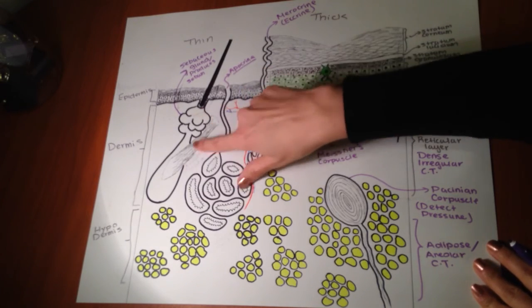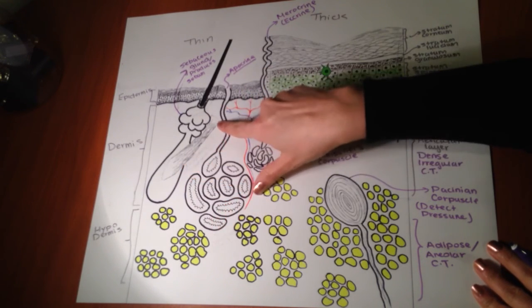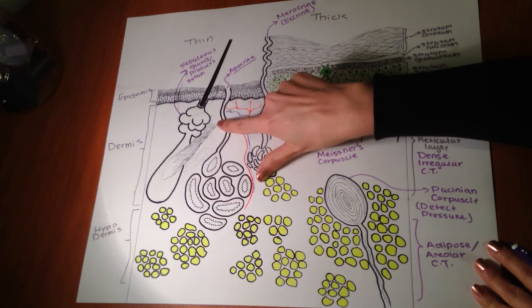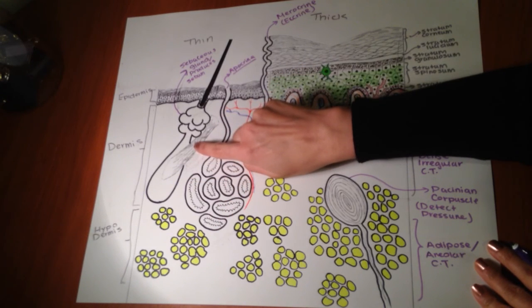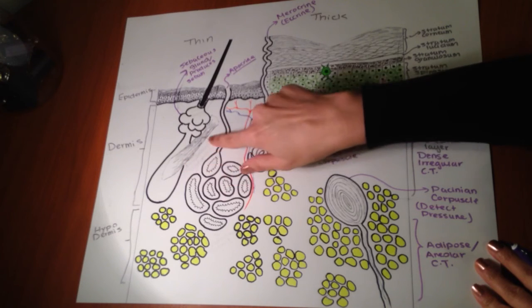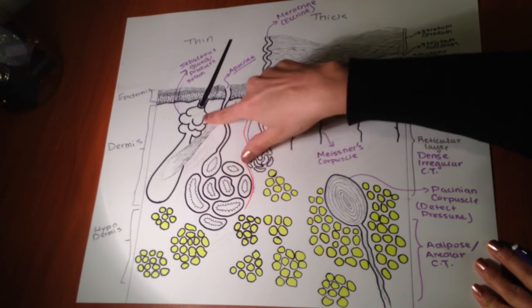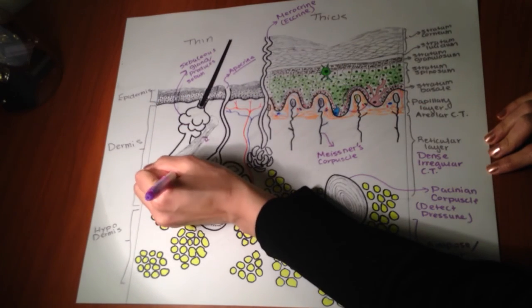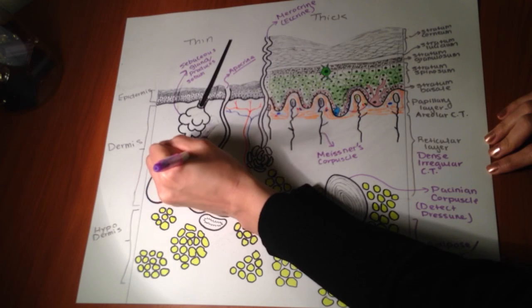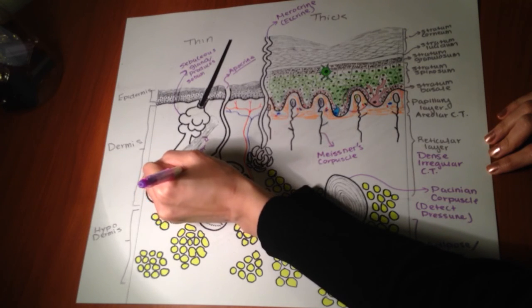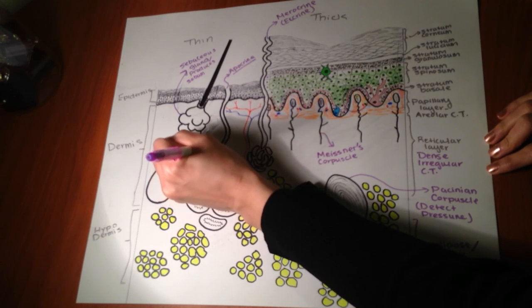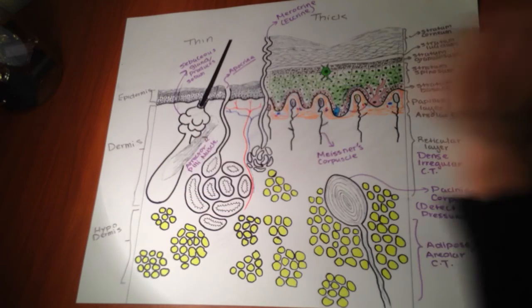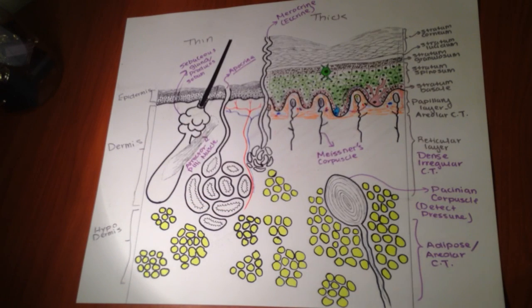Also, attached to the hair follicle, you could see this muscle right here. This is the erector pili muscle. And when you get goosebumps, this is the muscle that contracts, causing the hair to stand up. So I'm going to label this. I believe the spelling is correct. Okay, and these are all the basic structures and layers for the skin.